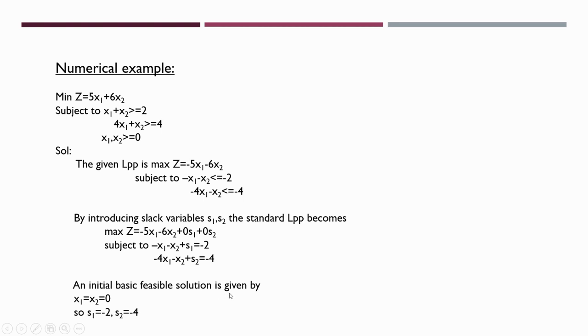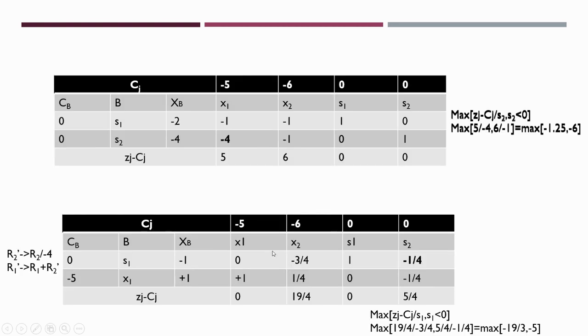The initial basic solution is given by x1 equal to x2 equal to 0, then s1 equal to minus 2 and s2 equal to minus 1. We will perform the iterations over here.